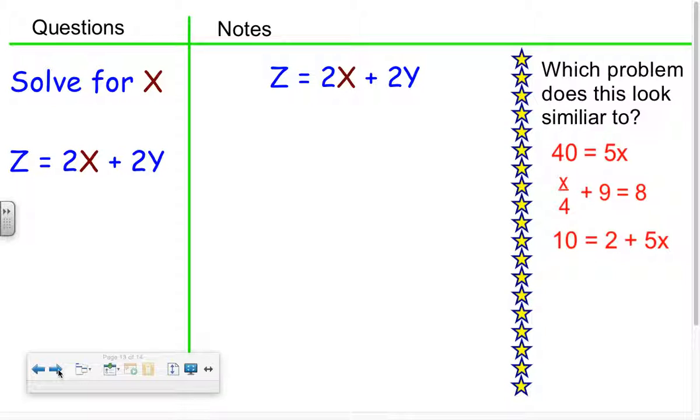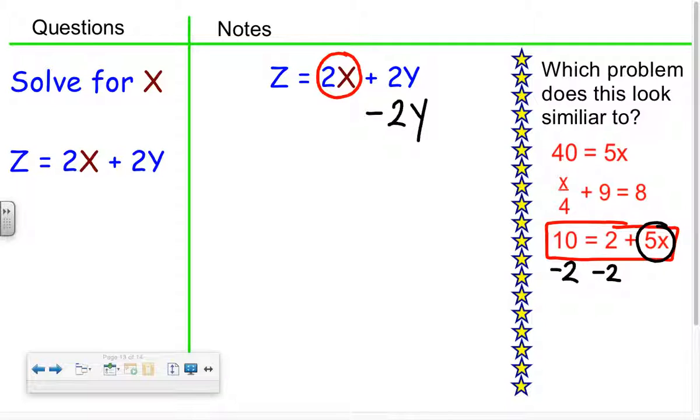Alright, so this time I'm trying to solve for x, which is kind of like a group problem where the 2 is grouped with the x. So I need to get rid of the 2y first. So that's most similar to this one right here. If the 5 and the x are grouped together, I've got to get rid of the 2 on both sides first. In this one, I've got to get rid of the 2y on both sides first.